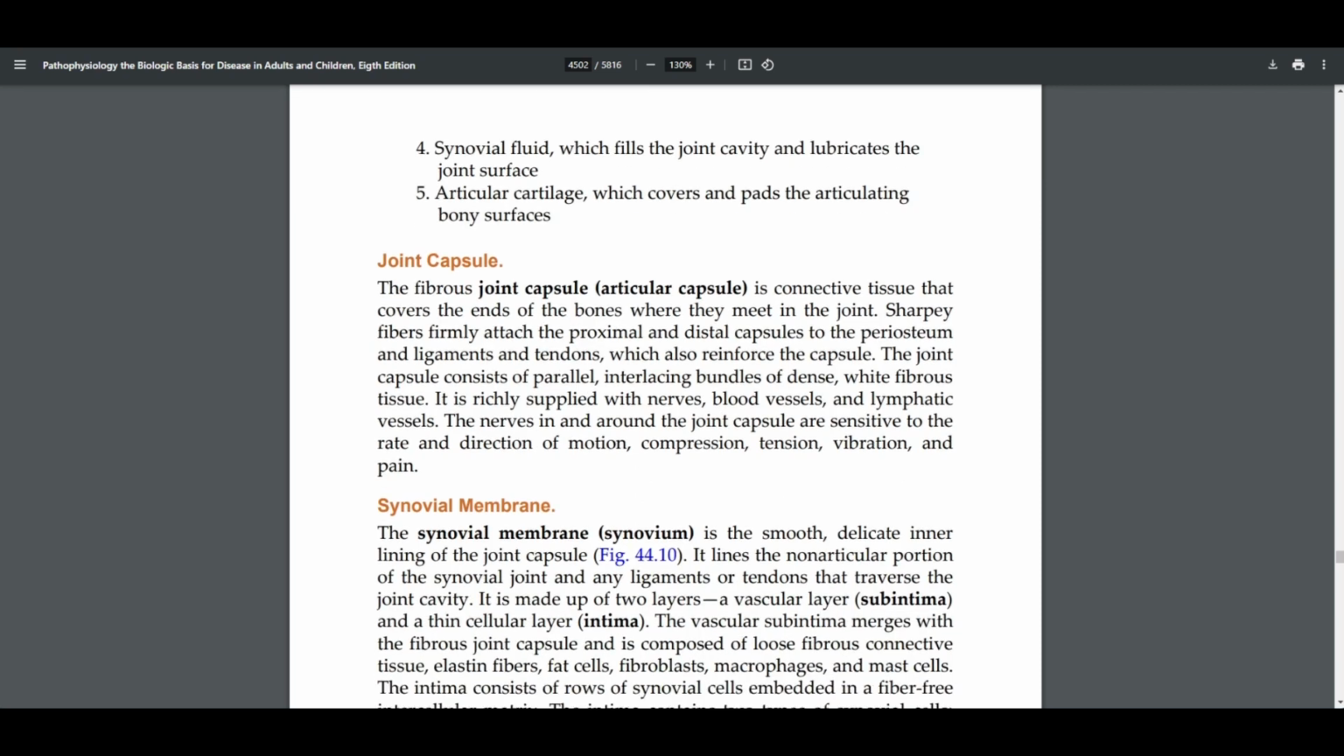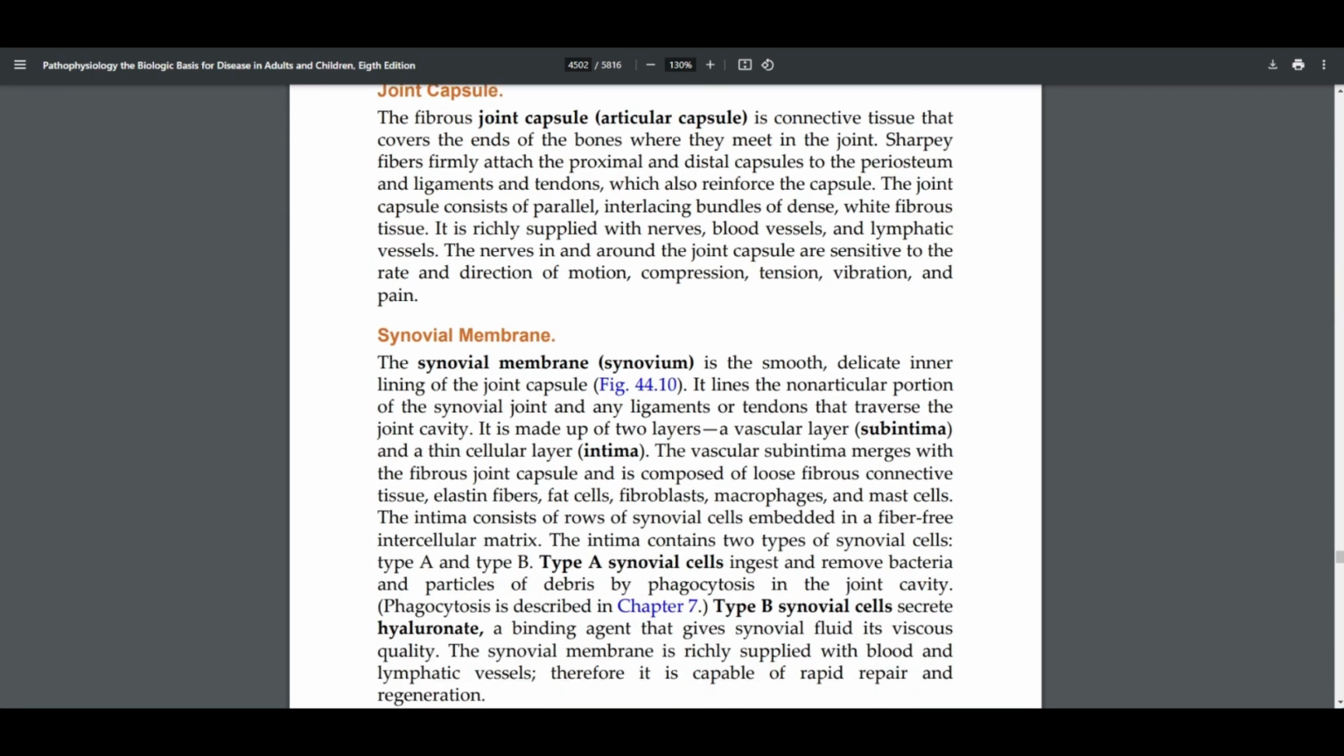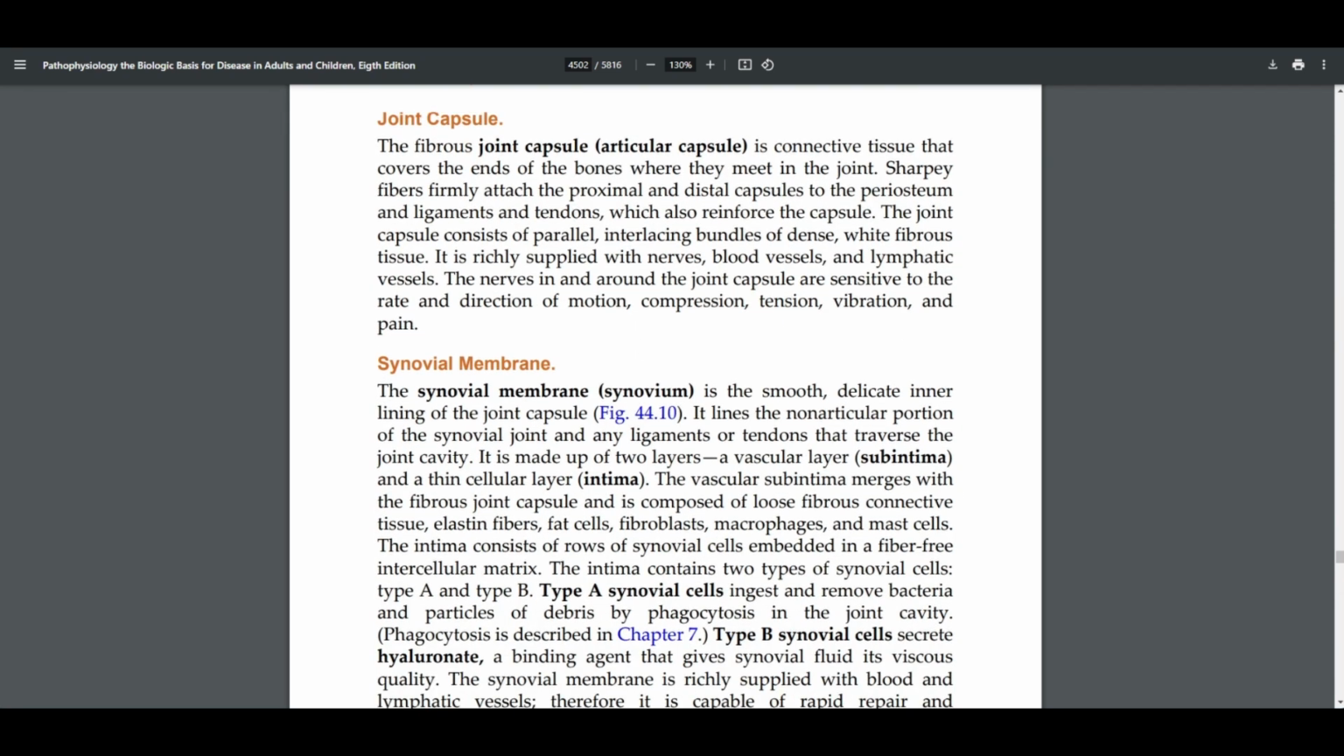Your joint capsule. The fibrous joint capsule is connective tissue that covers the ends of the bones where they meet in the joint. Sharpey's fibers firmly attach the proximal and distal capsules to the periosteum, and ligaments and tendons also reinforce the capsule.